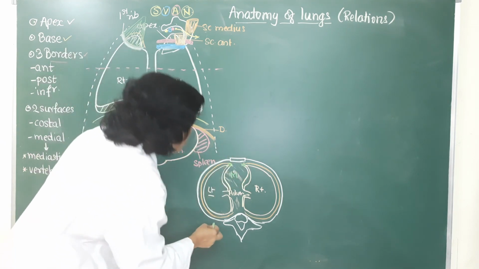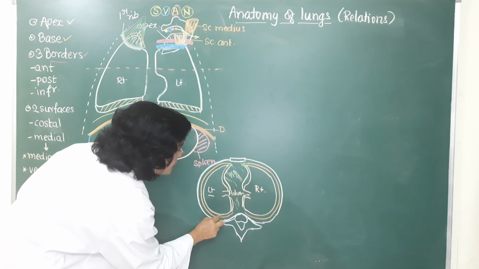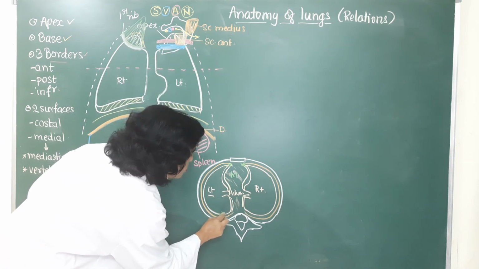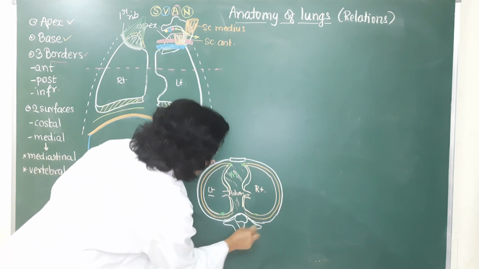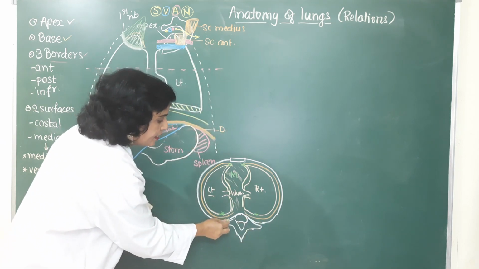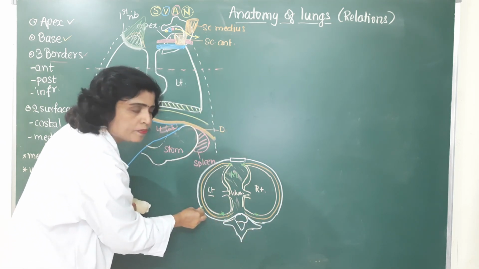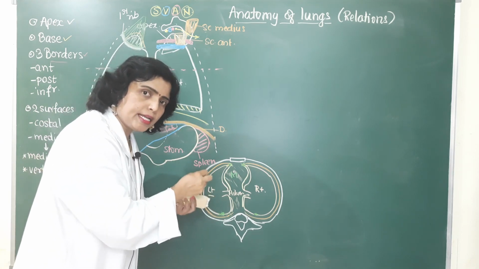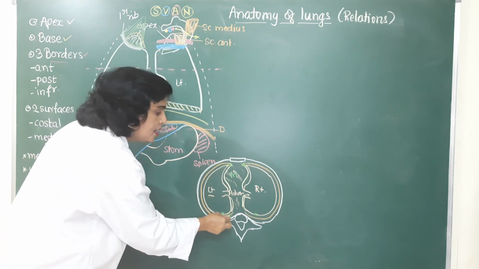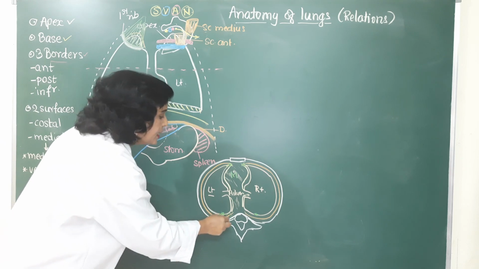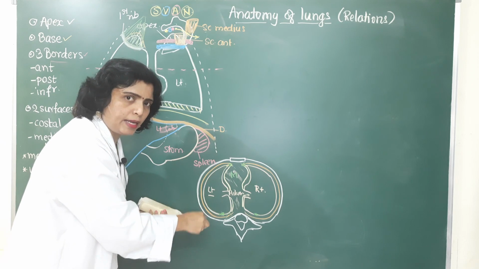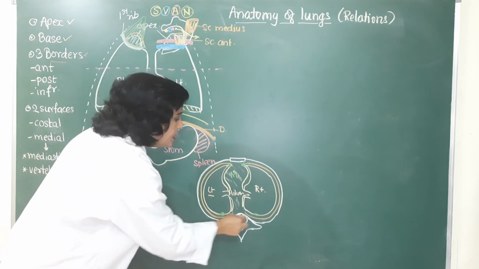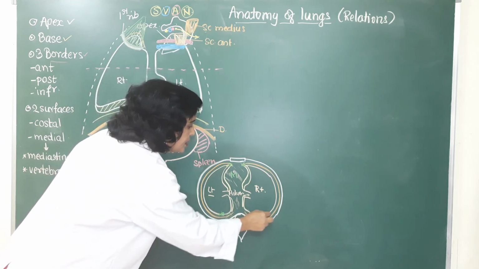Now coming to the posterior border, which is rounded. It will be somewhere here. So the posterior border of both the lungs will be related, and if you draw here, here will be the rib. So the posterior border of the lung will be related to the heads of the upper 10 ribs. Then you will get here the sympathetic chain, and in the lower part the greater and lesser splanchnic nerves. So that will be the relation to the posterior border, which is rounded.